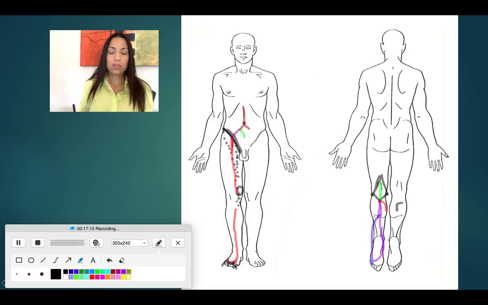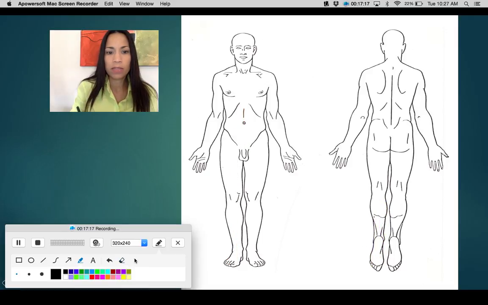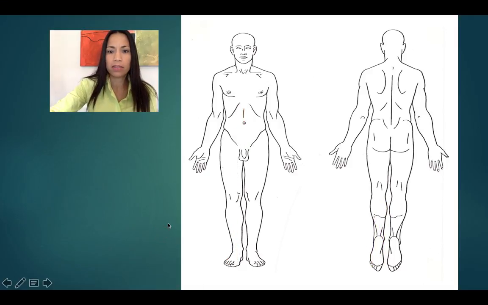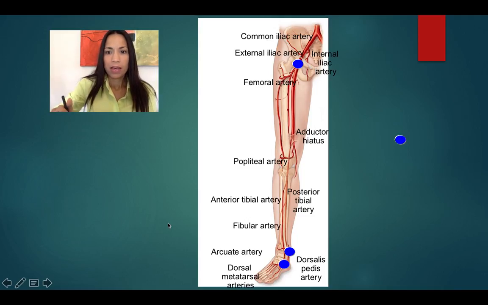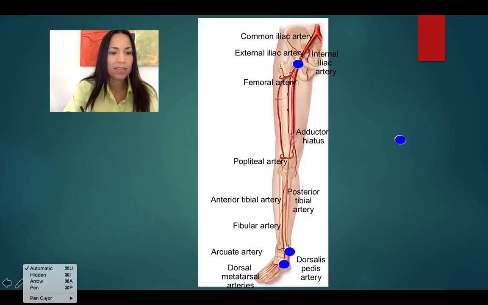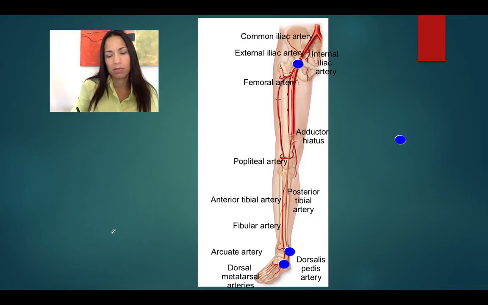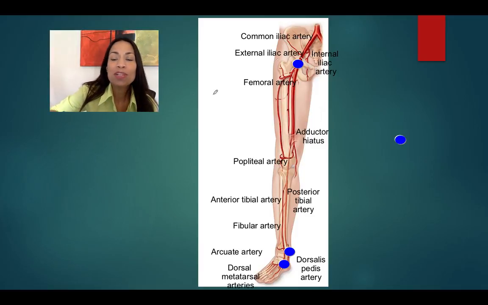Okay, so that's the irrigation of the lower limbs. I'm going to erase all of this so we can go to the next slide. Okay, and let's review now, again in this beautiful image, all of these blood vessels.